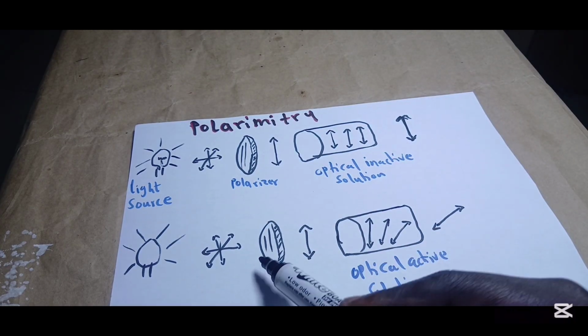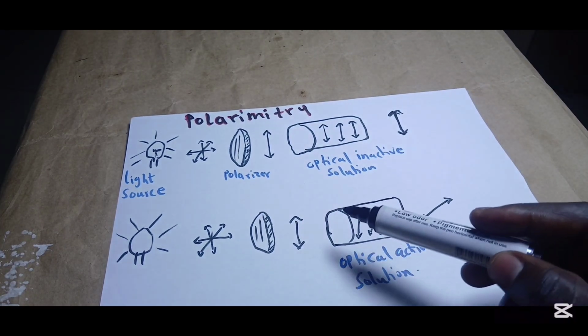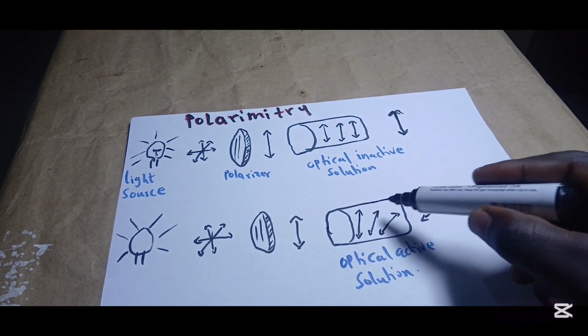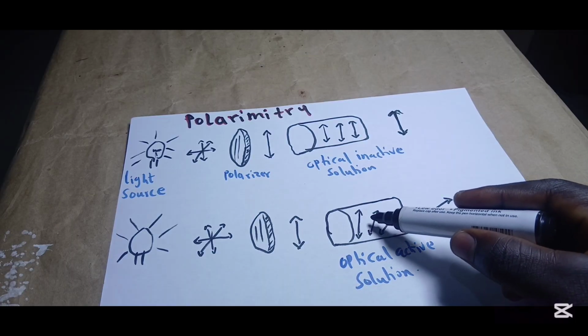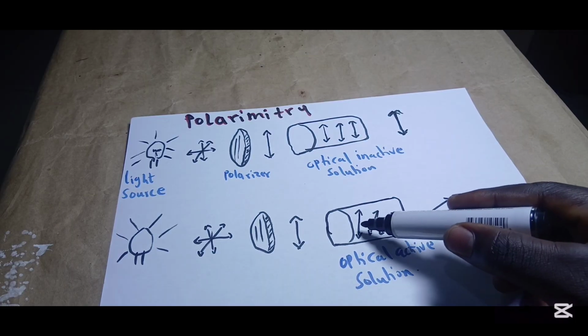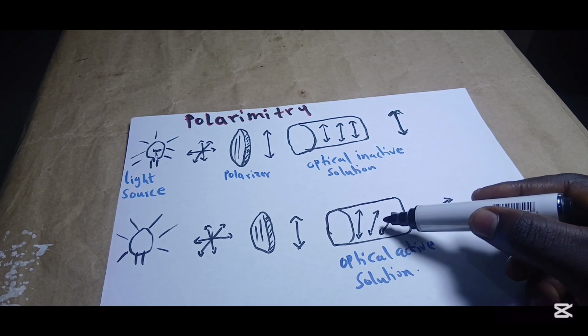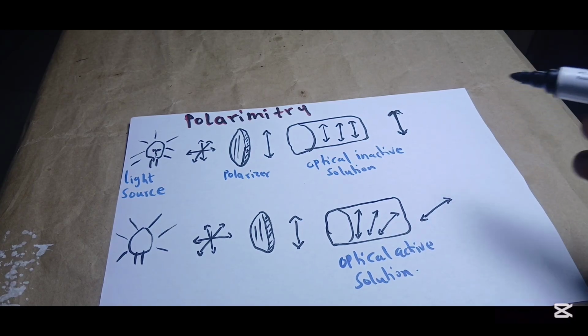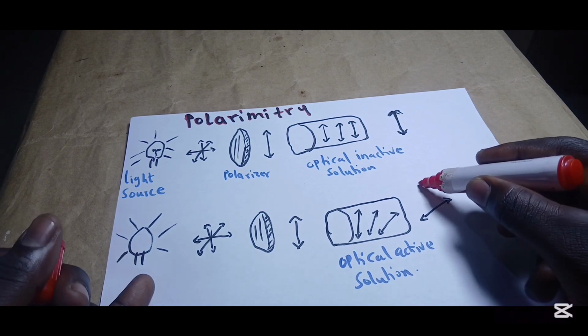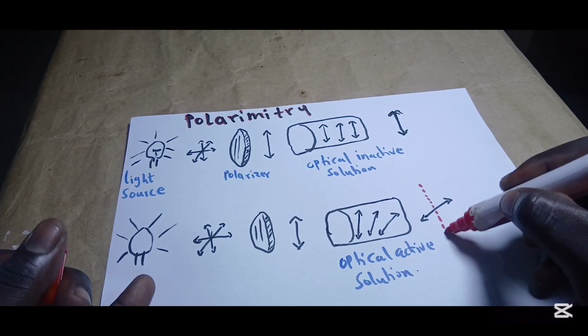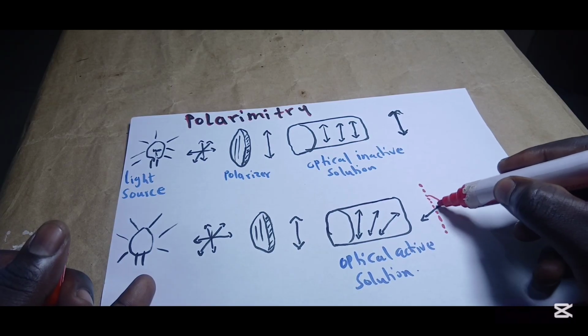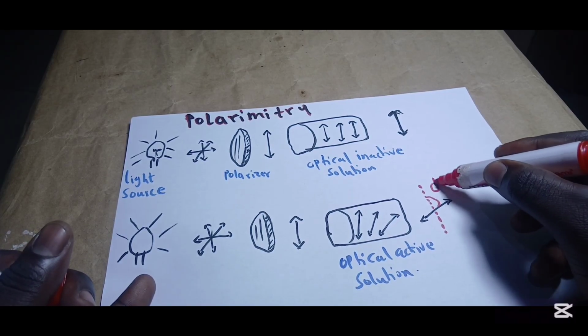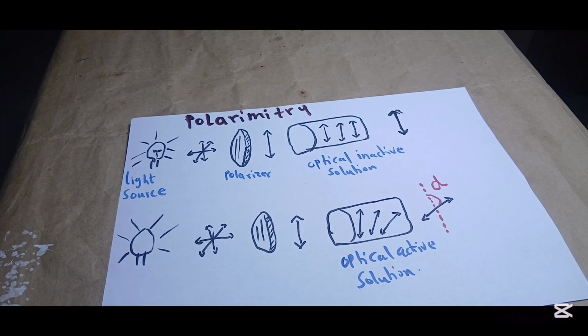Now, if the polarized light passes through an optically active solution, there's going to be a change in angle. As you can see, as the ray goes through it, the more it goes, the more it deflects. I mean, it creates an angle. So you could see that we have an angle here. We can call it alpha.